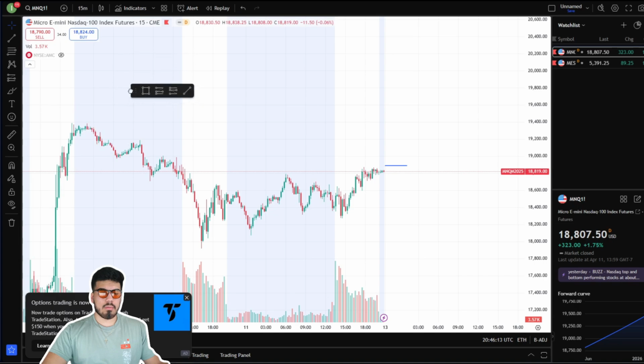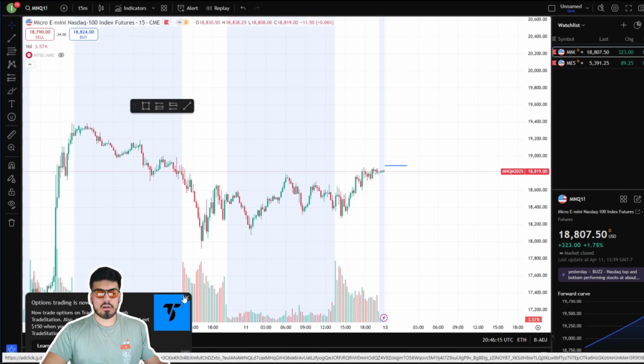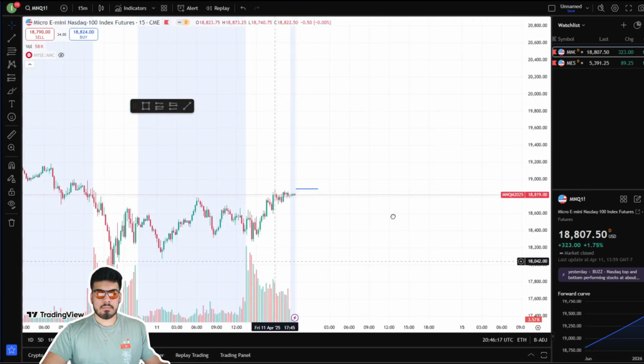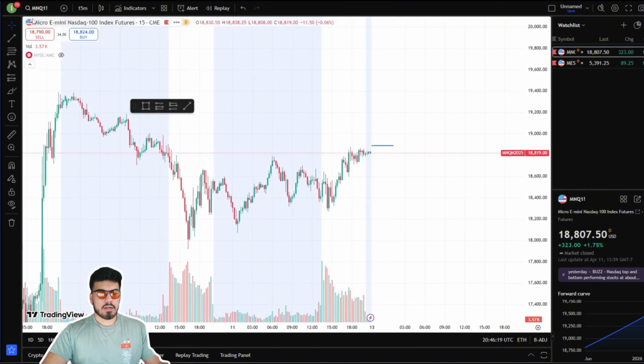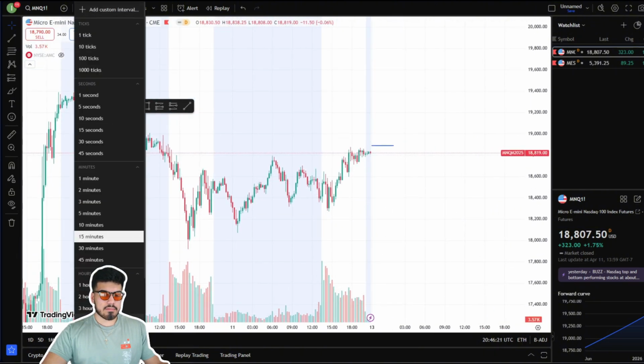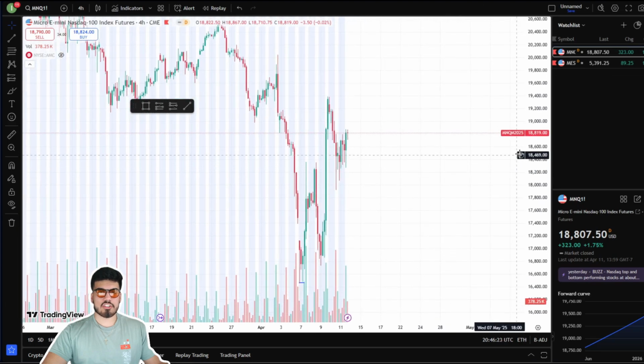Now I have this toolbar right here. Remember that this is your toolbar. This is basically all you need. Move it around. Very simple. Click the time frame, click 4 hours. Just click 4 hours, just do it. Just do it because I said so, okay?